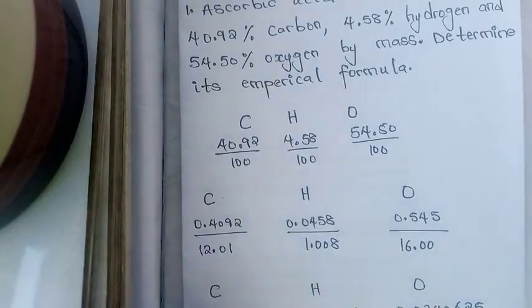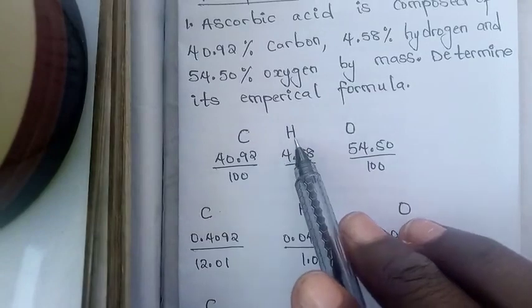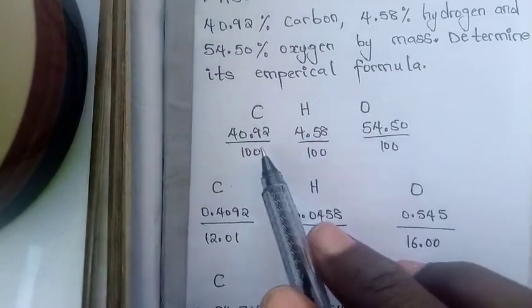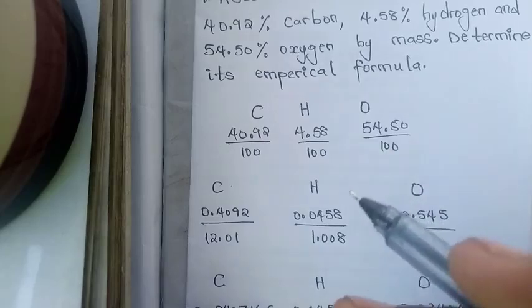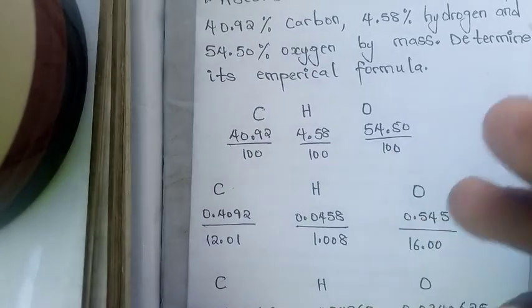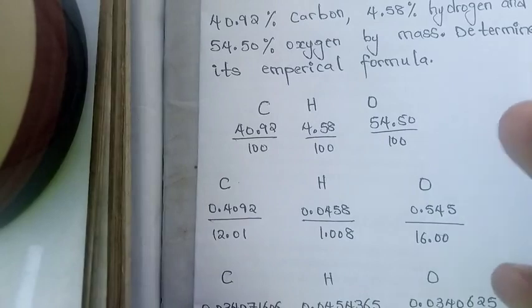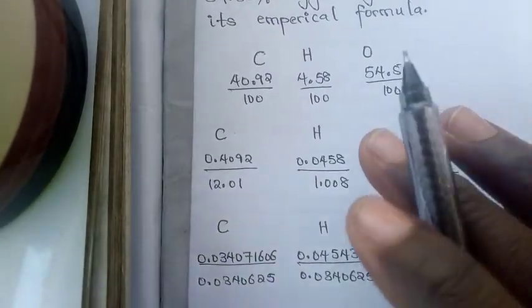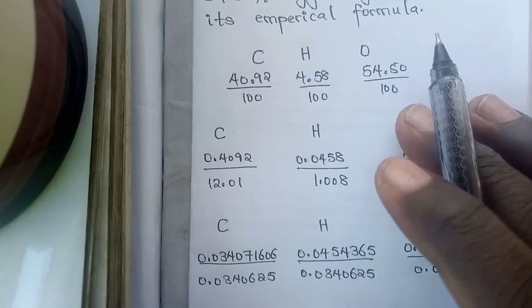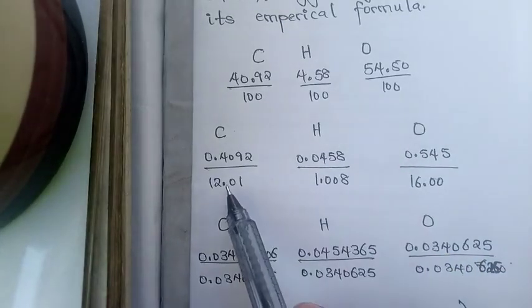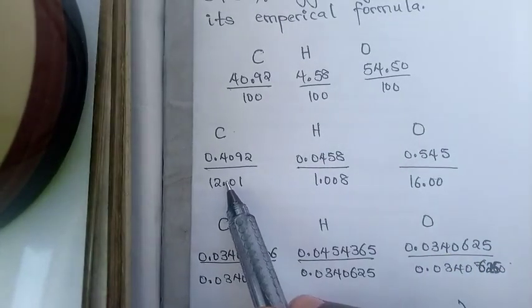So the first thing that we do is to write the symbols in accordance to how they are mentioned. So the first one was carbon, hydrogen, and oxygen. Then I put the percentage composition. Since they are a percentage, I have to divide by 100 so that I convert them to decimals. Once I convert them to decimals, now I divide by what? By the atomic mass of each of the elements mentioned.